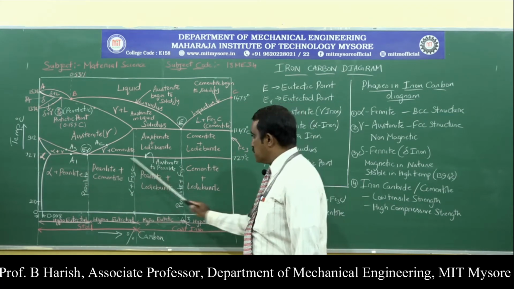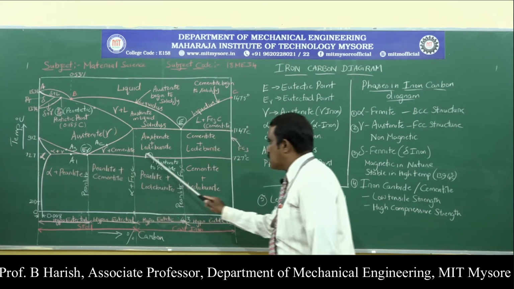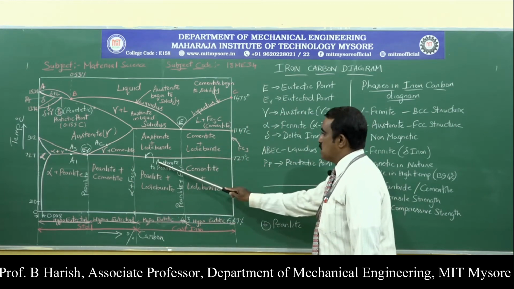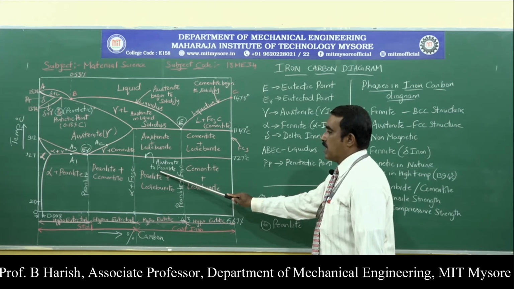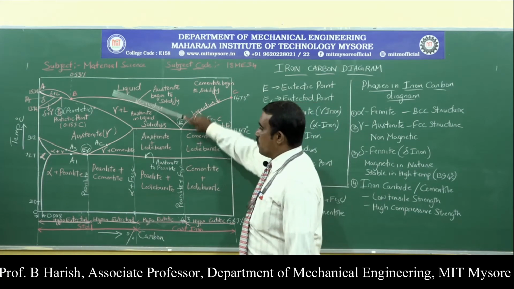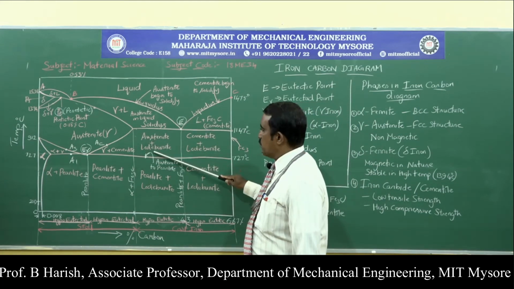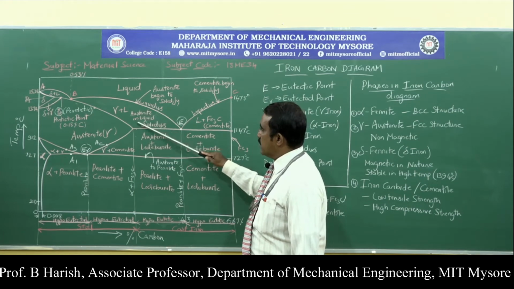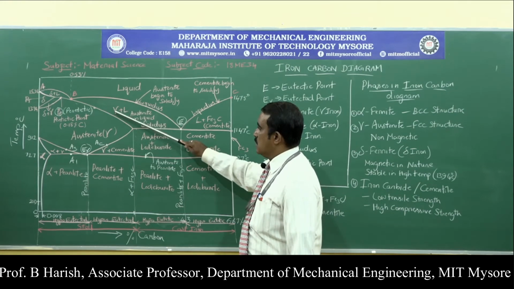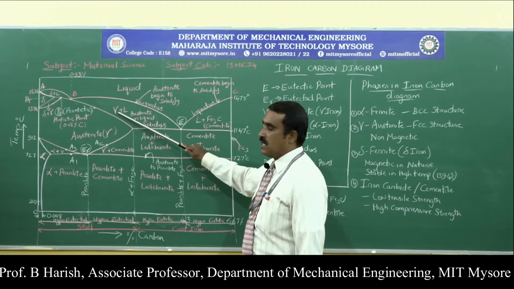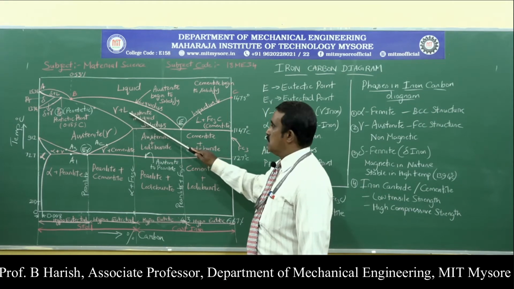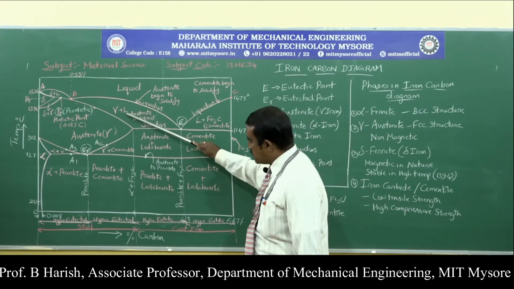Then observe this horizontal line. That is the point where austenite changes to pearlite. Up to this point it will be austenite plus ledeburite. This is austenite, which is represented as gamma, so gamma iron. And above, it will still be in liquid state.